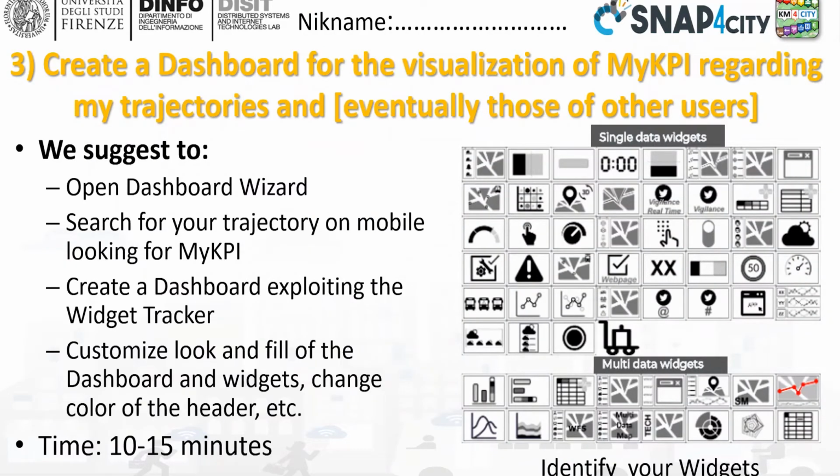As a third example, now I create a dashboard to visualize my KPI regarding my trajectories or trajectories of other users that provided me the permission to access their data. Again, I use the dashboard wizard and I search the trajectories from my KPIs, and then I create the dashboard exploiting the widget tracker. When the dashboard is created, I can customize and refine the look and feel by adding more widgets or changing colors and so on.